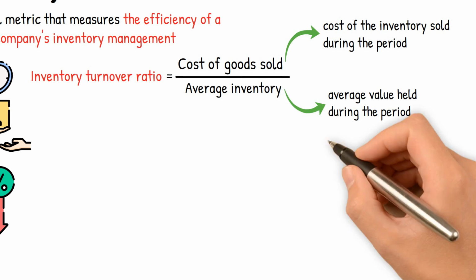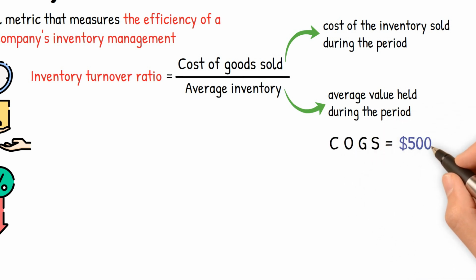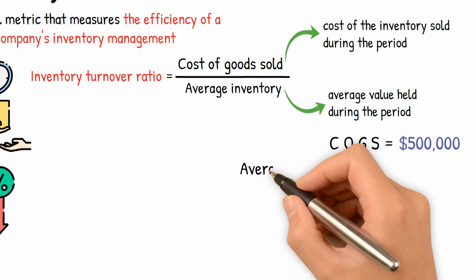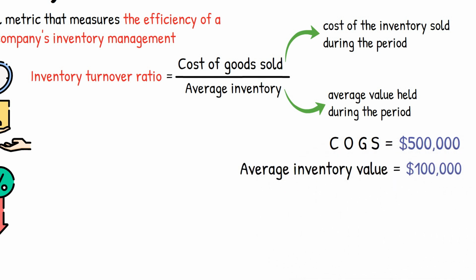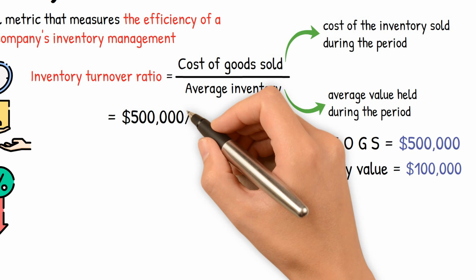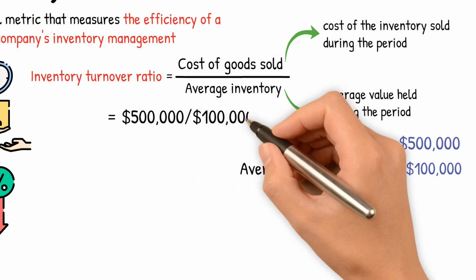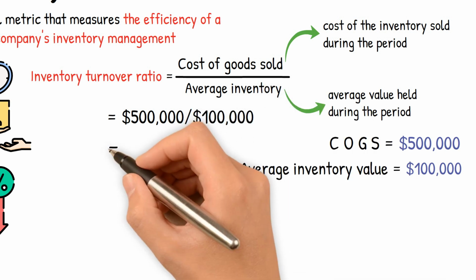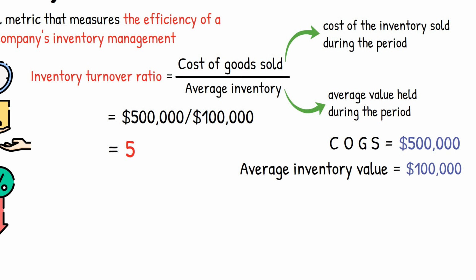For example, if a company had cost of goods sold of $500,000 and an average inventory value of $100,000, the inventory turnover ratio would be calculated as follows. Inventory turnover ratio equals $500,000 divided by $100,000 equals 5. This means the company sold and replaced its entire inventory 5 times.